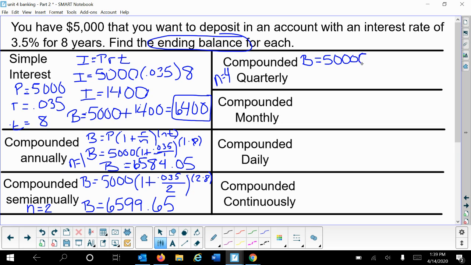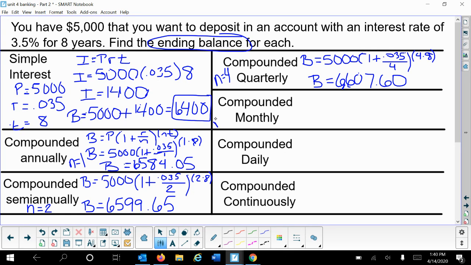And my handwriting, I apologize, is not very nice today in my setup here. And so I've got my interest rate over my 4 because it's compounded quarterly, and then up in my exponent 4 times 8. And so when I type this in, I get $6,607. We'll put a comma there. And this is going to round up to 60 cents. But again, I apologize for the sloppy handwriting.